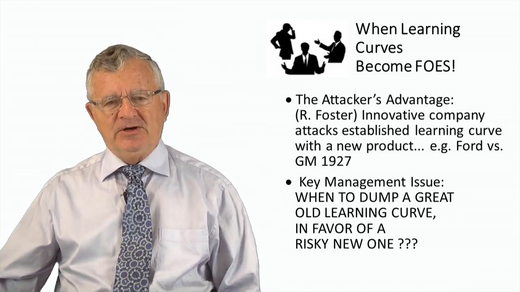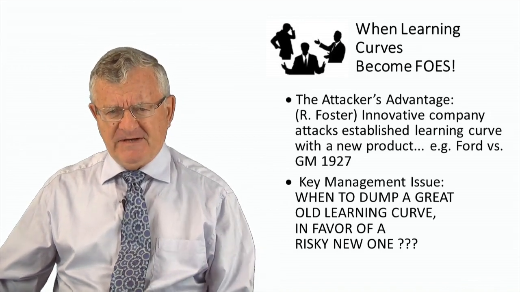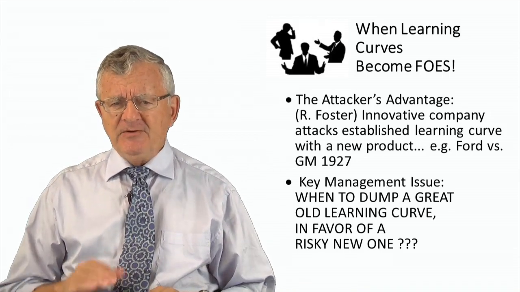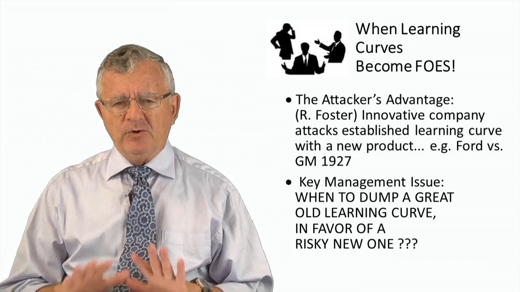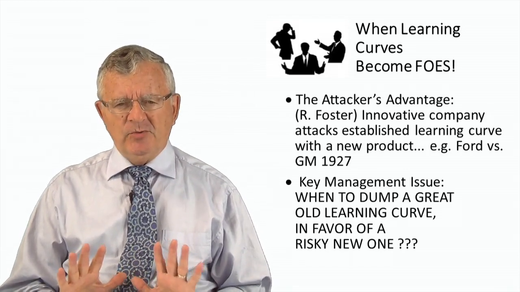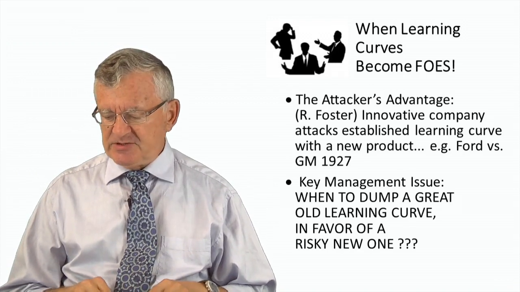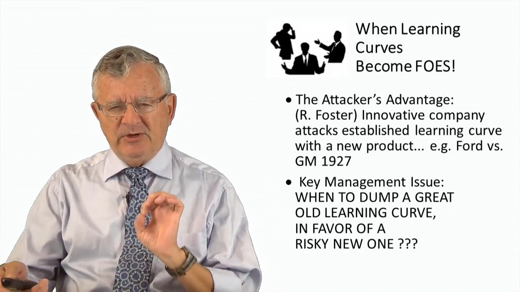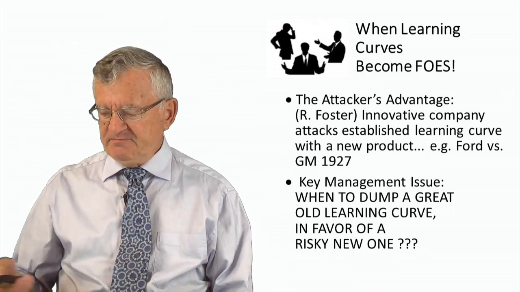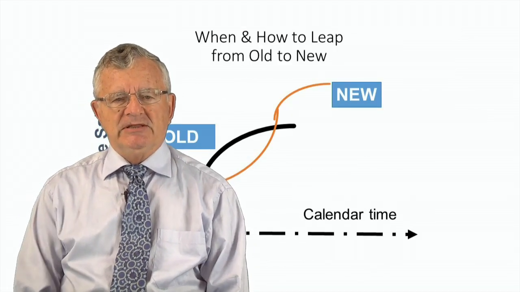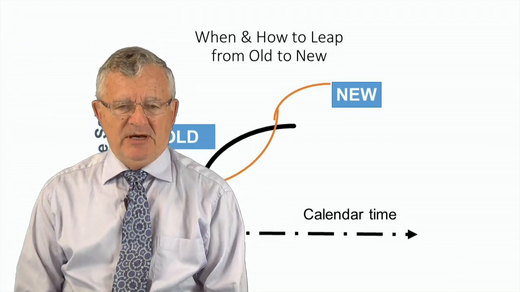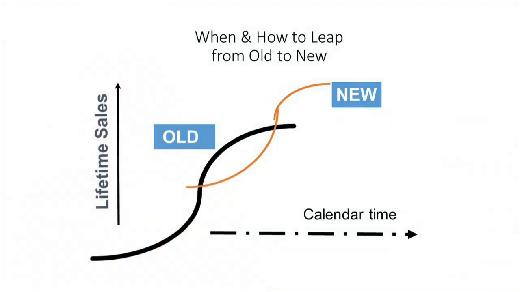So we learned from an article called The Attacker's Advantage by Foster that innovative companies can attack a learning curve. So Ford Motor Company built this learning curve, and for almost 20 years used it to achieve market leadership. But there's a weak point, an Achilles heel of a learning curve, and I think we can see it in the next diagram. This diagram shows lifetime sales of a product, could be a Model T, with calendar time or years on the x-axis, and the cumulative or total sum of units ever sold on the y-axis.